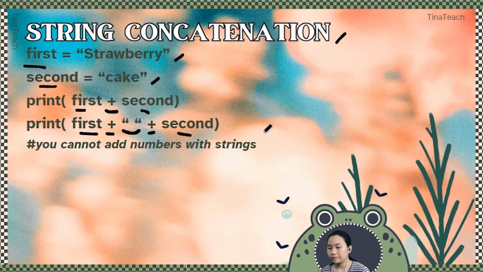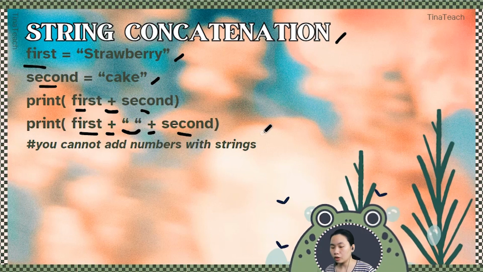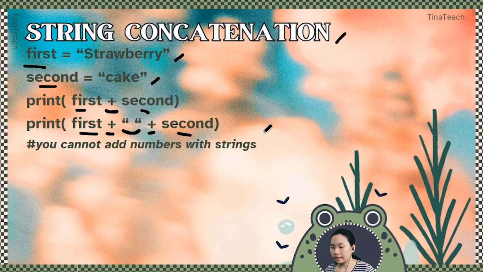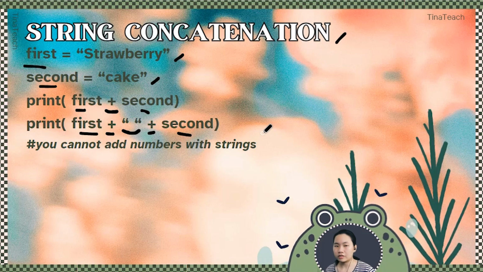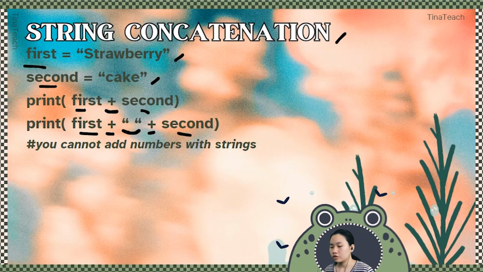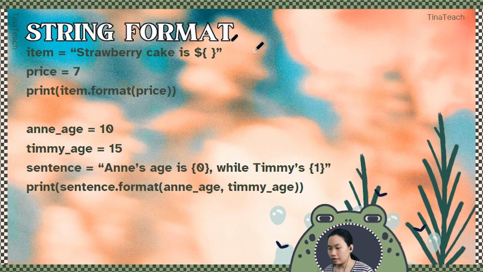Very simple, right? However, you cannot add a string with a number. It will immediately give you an error. Neither can you add a string with a float. But obviously you can add string with string, numbers with numbers, integers with integers, and float with float. So how do we get around that? We get around that with string format.